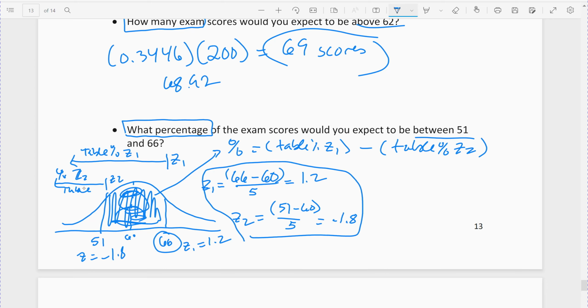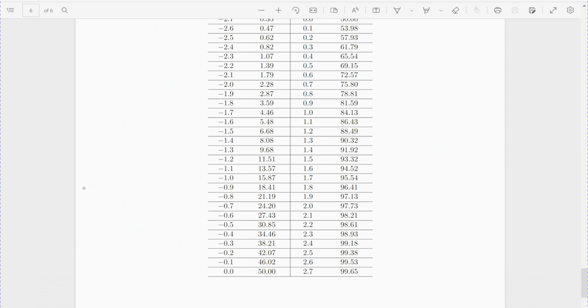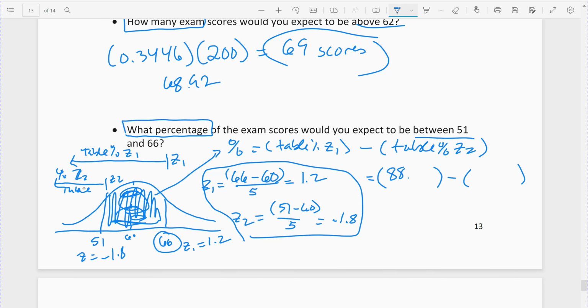Alright, so those are the scores we're going to look up on our table. We're going to find both of them, and we're going to subtract. So I'm going to write them in the subtraction. Z-score 1 goes with the 1.2. When I look up the 1.2 on my table, I'm going to put it in the first spot, because that's going to be the bigger number. It's 88.49. So 88.49% is the first percent.